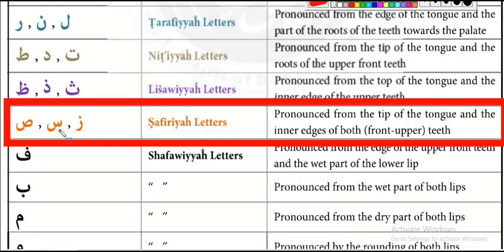So it is za. When we say za, za makes in the beginning a buzzing sound. Then we say sin, sin. Then we say sad. So sad also has a whistling or buzzing sound in the beginning. If you look at the 3rd column of the pronunciation, where it is explained in the written form, it is used that pronounce from the tip of the tongue and the inner edges of both front upper teeth.